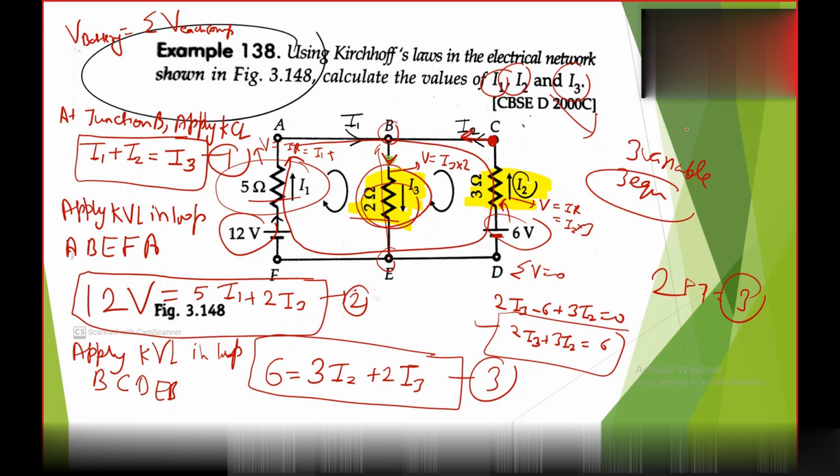I have told you, you can replace the value of I3 in equation 2 and 3 from equation 1.